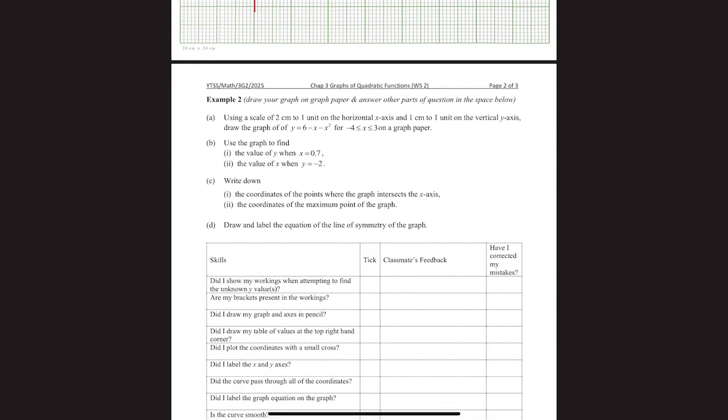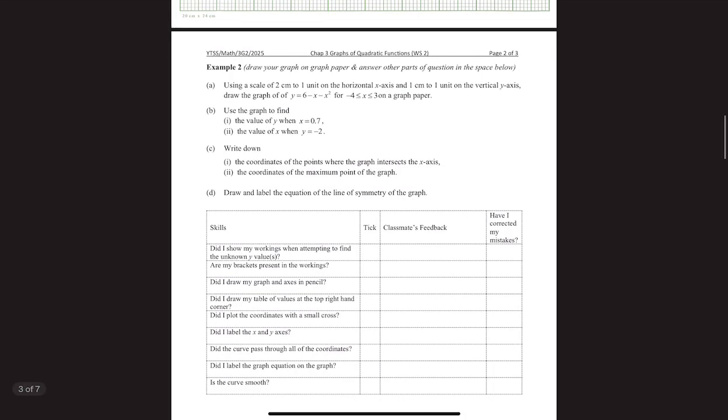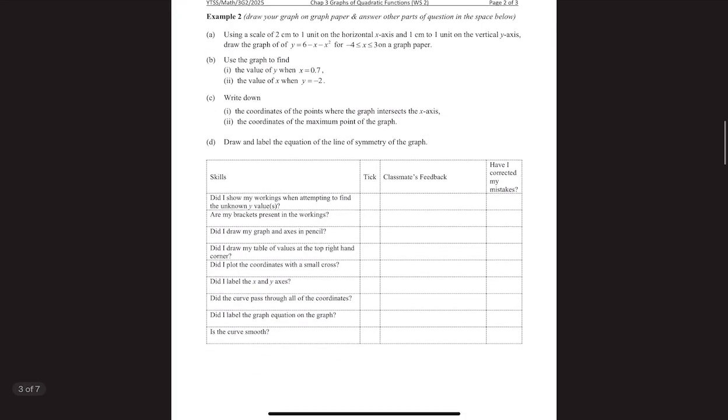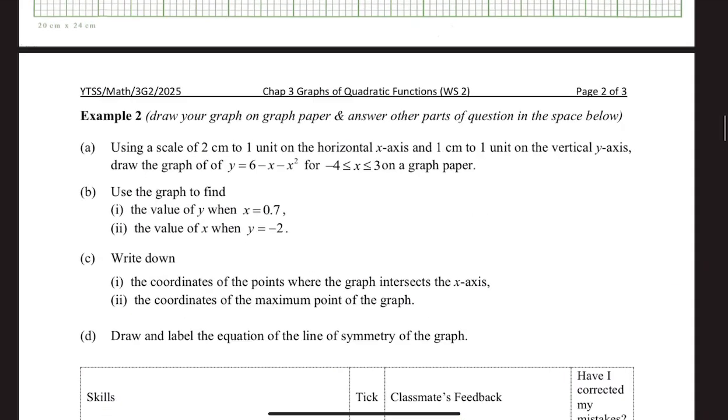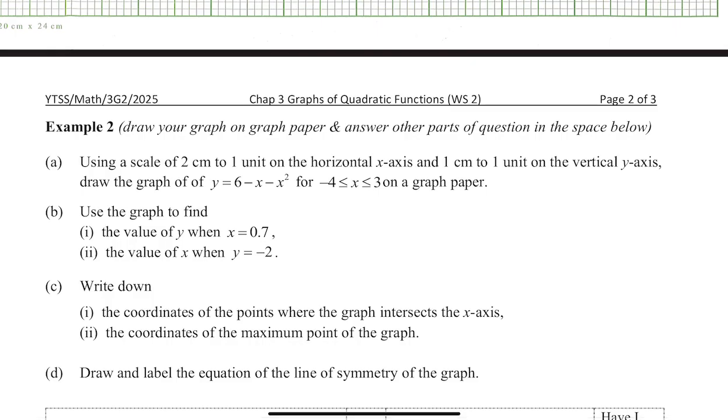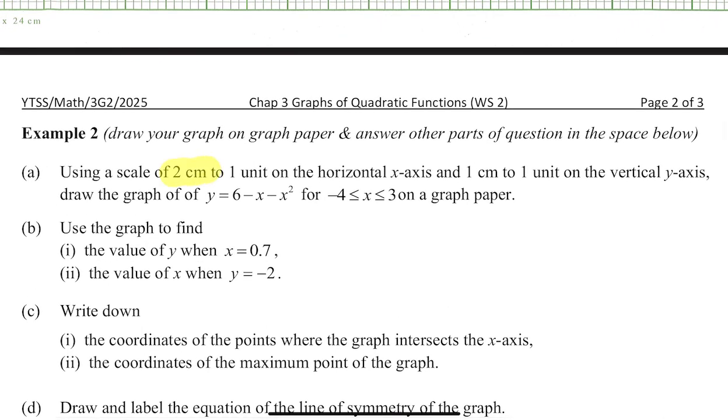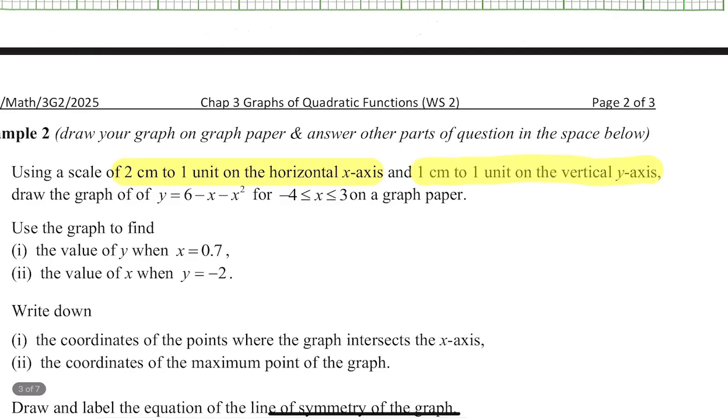Example 2, using a scale of 2 cm to 1 unit on the x-axis and 1 cm to 1 unit on the vertical y-axis, draw this graph over here. Okay, so over here, what you need to do is simply first, we will follow the steps. First step, let me write down the scale so it's clearer. So take out a new piece of graph paper. Okay, we highlight some important information from the question here first. They say x-axis 2 cm to 1 unit, y-axis 1 cm to 1 unit.